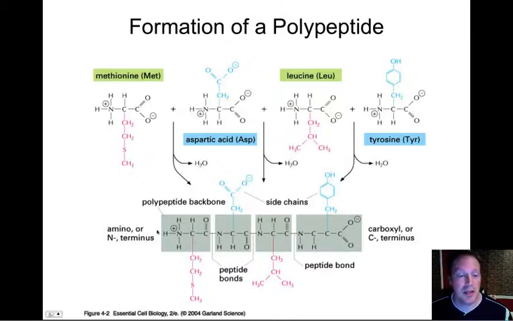What you're going to notice is on one end of a polypeptide, as we call it, you'll see the amino end or the amino terminus, and at the other end, that's our carboxyl group, sometimes called the carboxyl terminus or C terminus. This word terminus just means end. Okay?